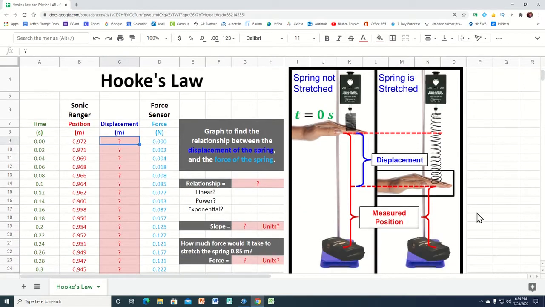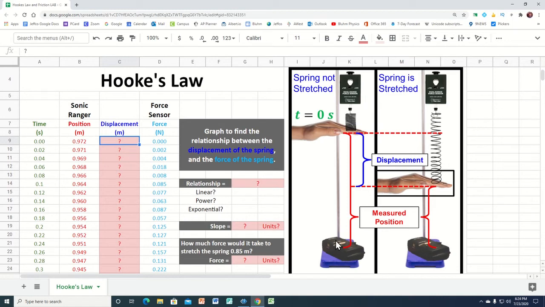So here's what we're going to do. This is a force sensor and it has been zeroed out with the weight of the spring on there. So with the weight of the spring on there, it says the force is 0 at time 0.